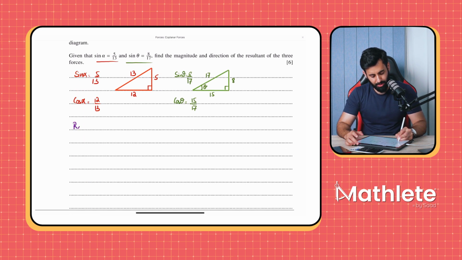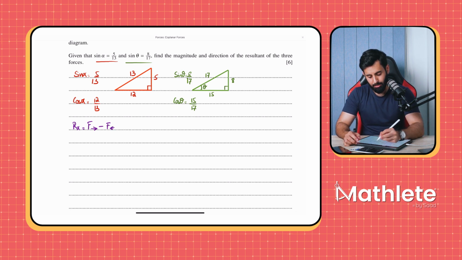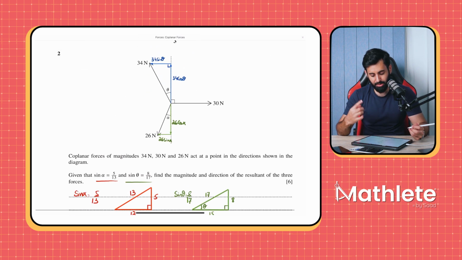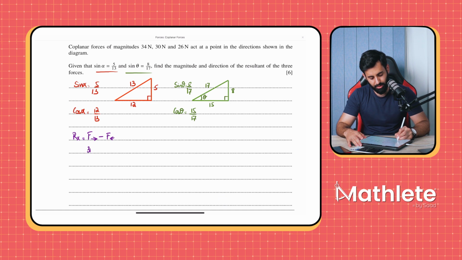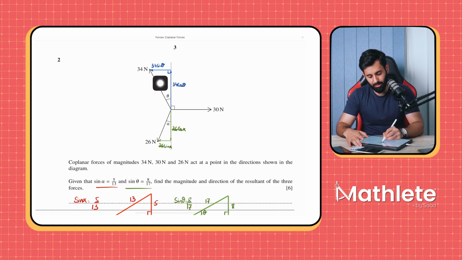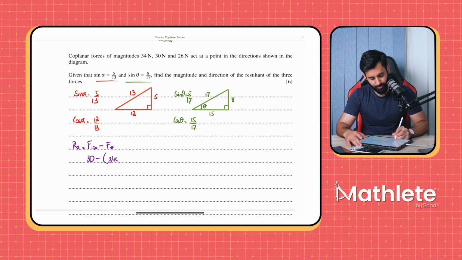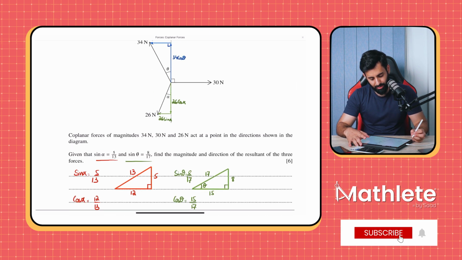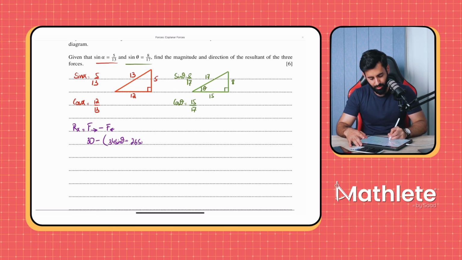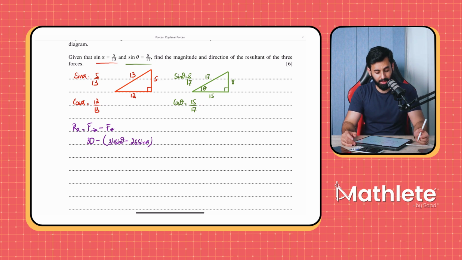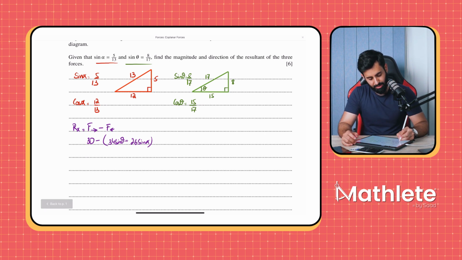So if I want to find out the resultant in the x direction, that means I will find out all the forces acting rightwards, and from it, I will subtract the force or forces acting leftwards. Okay, so let's do just that. How many forces do we have that are acting rightwards? Just the 30 Newton force, so 30. And from this, we're going to subtract these two forces that are acting leftwards. So that means 34 sine theta plus 26 sine alpha. And I'll explain in a minute what we are going to do with sine theta and sine alpha. Okay, so that's that.